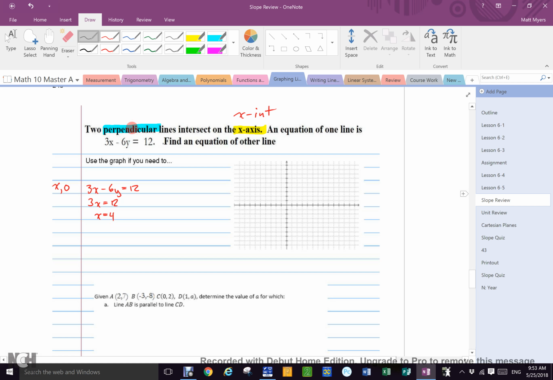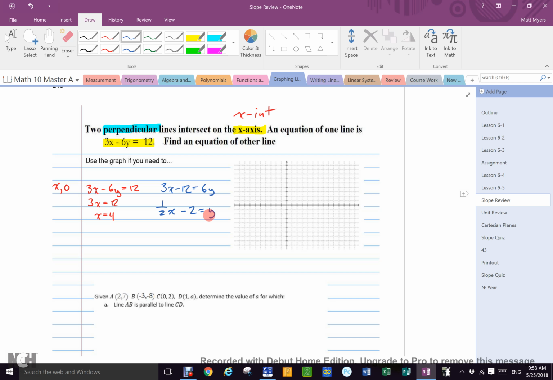Can I find this slope? Is there a form of the equation that will give me slope? What is it? y equals mx plus b. Get y by itself. 3x minus 12 equals 6y. 1/2 x minus 2 equals y. What's the slope? 1/2, right?